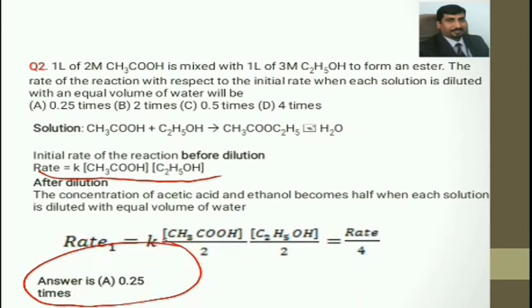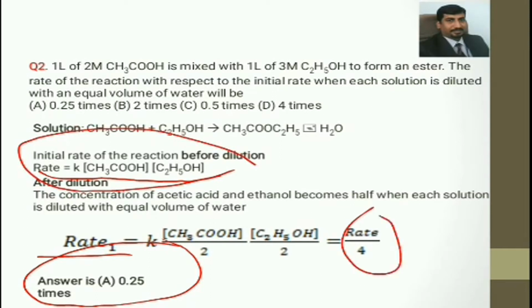So rate 1, I'll write here, is equal to K into acetic acid concentration divided by 2 and ethanol concentration divided by 2. K into acetic acid concentration into ethanol concentration, what is that? It is the rate. So rate divided by 4, that is 0.25 times. The answer is A, 0.25 times.